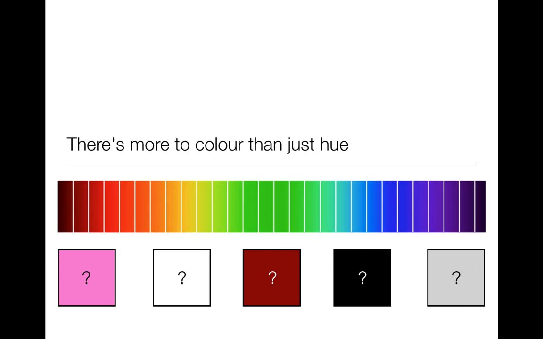But there's more going on than just hue. I mean, there's no grey in a rainbow. There's no pink in the rainbow either, really. I mean, we know that pink certainly belongs somewhere in the reddish end, but there's no actual pink in this rainbow. There's no black, there's no grey, there's no white. So there's more going on than just the hue.